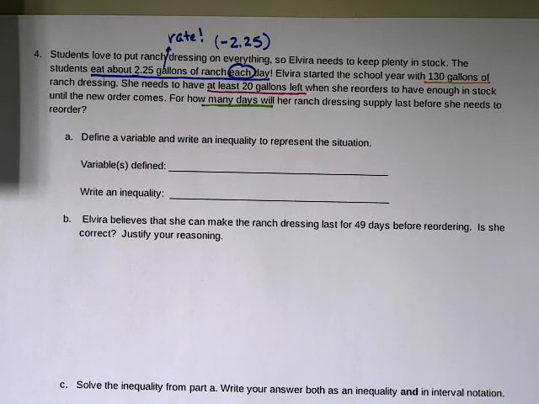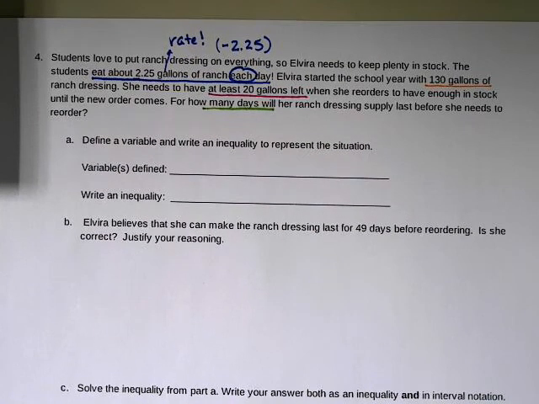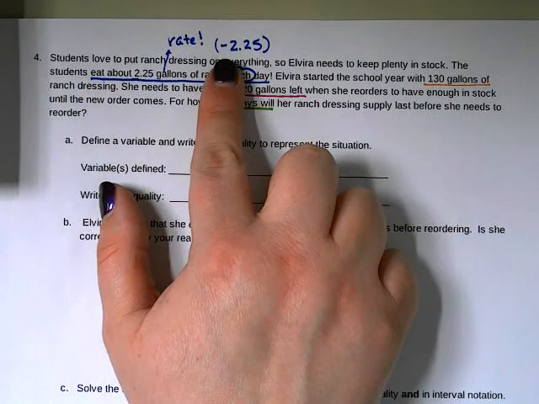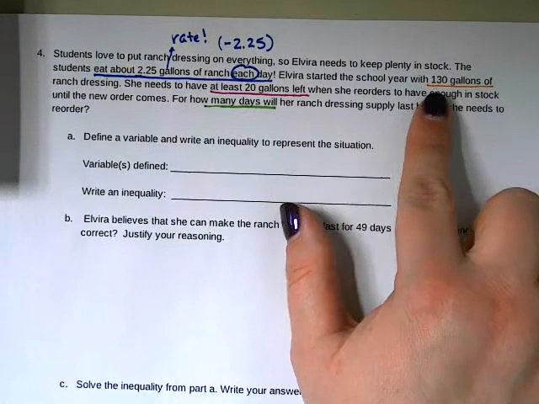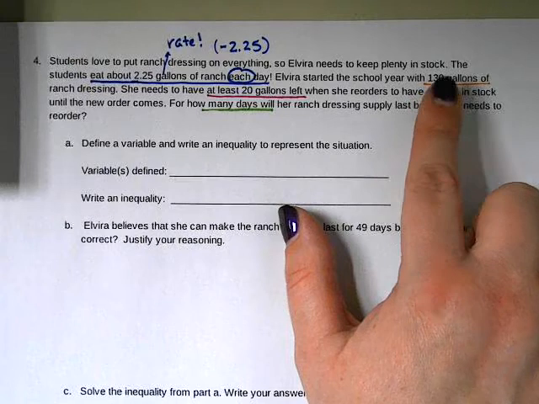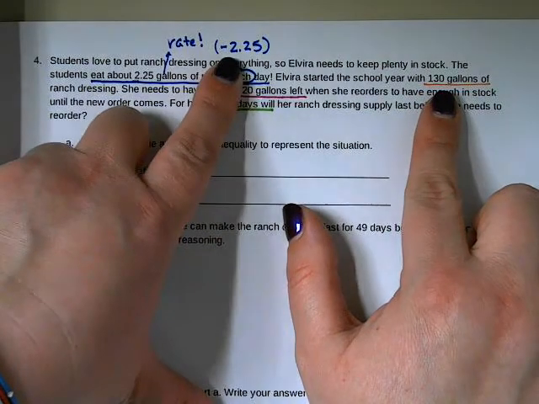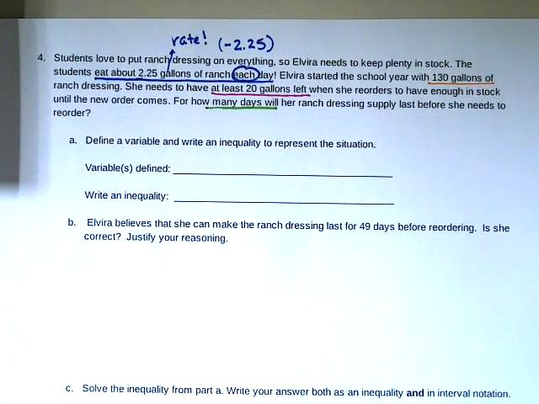Okay. The next thing that I underlined was that she started with 130 gallons of ranch. So that's our starting amount. When I talked about over here subtracting this 2.25, we're going to be subtracting it from 130. I started with 130 gallons. I'm taking away 2.25 each day. All right.